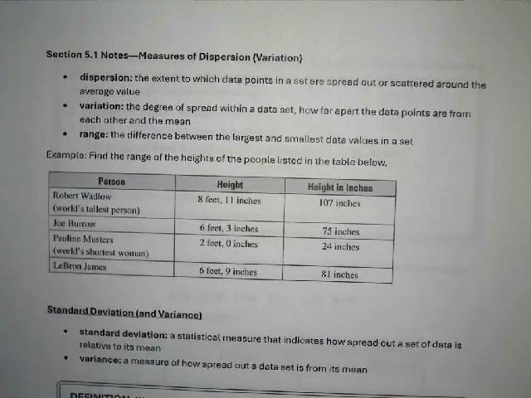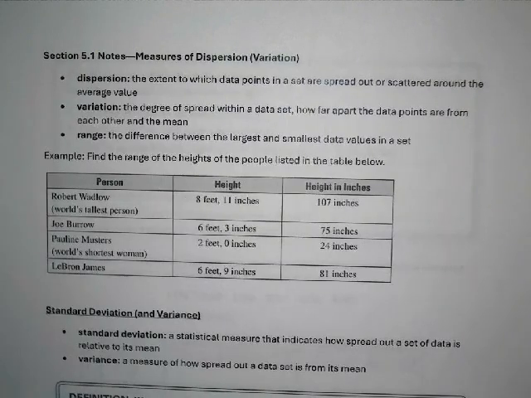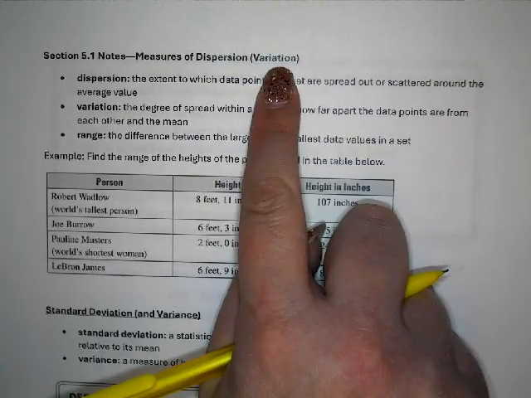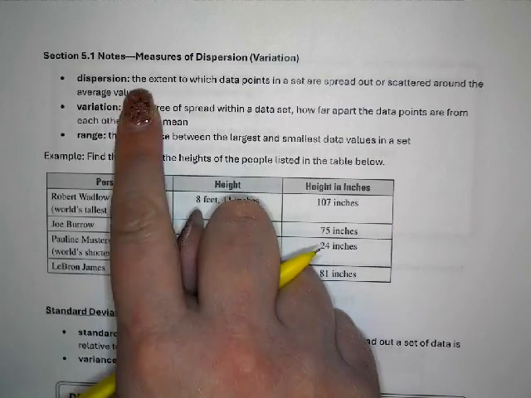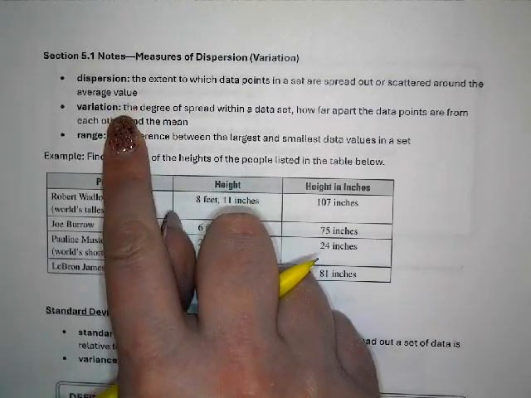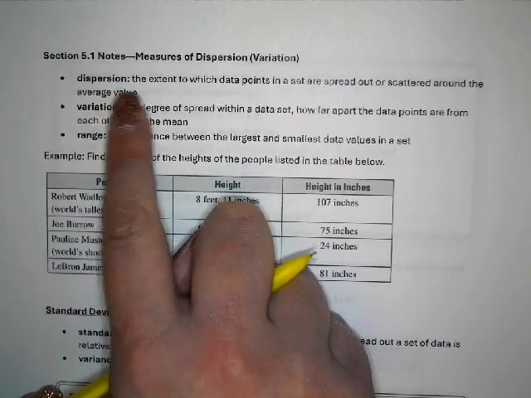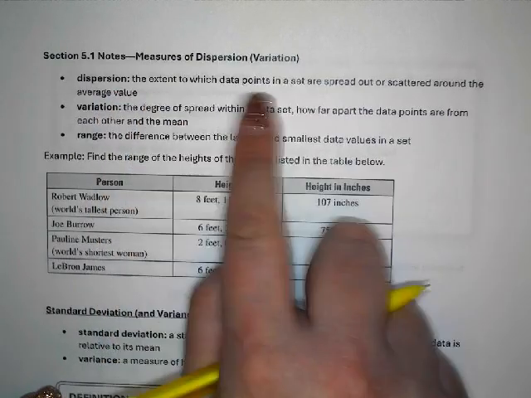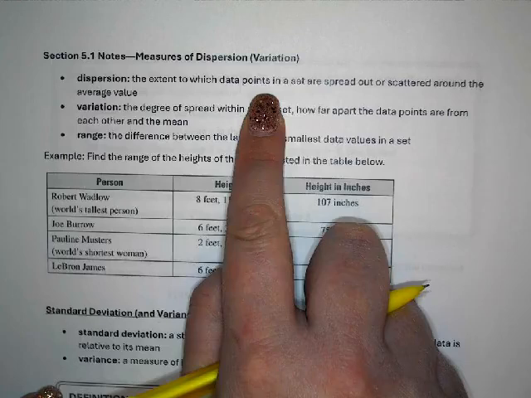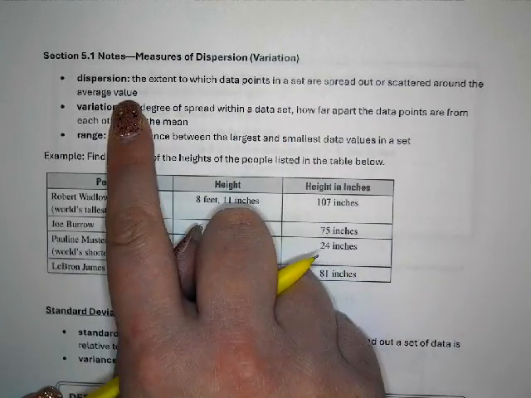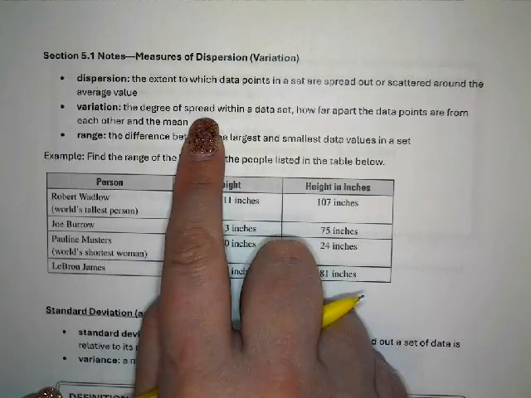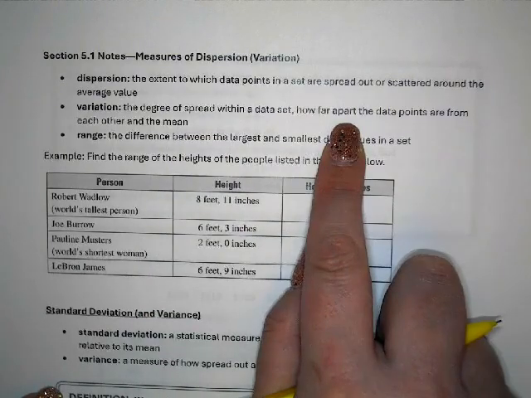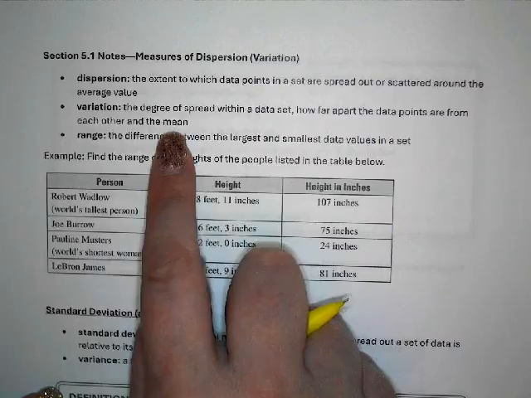This video is on section 5.1 notes, measures of dispersion. Variation is another word for dispersion. So I put definitions of both of these so you could see them and understand it better. Dispersion is the extent to which data points in a set are spread out or scattered around the average value. Variation is the degree of spread within a data set, how far apart the data points are from each other and from the mean.